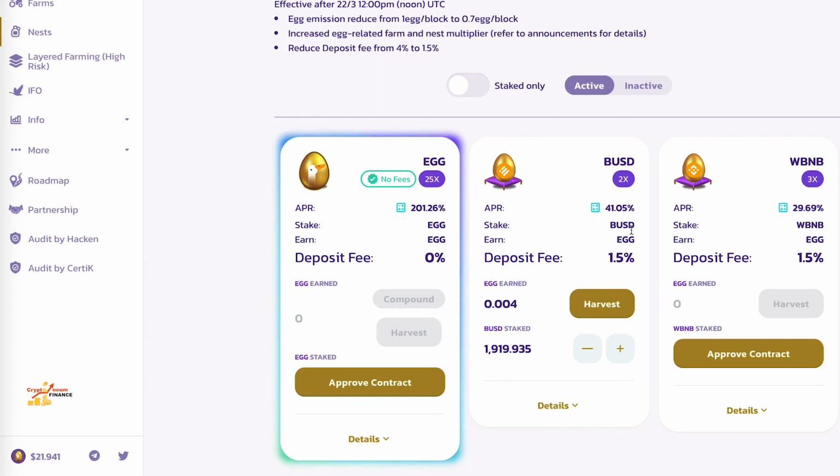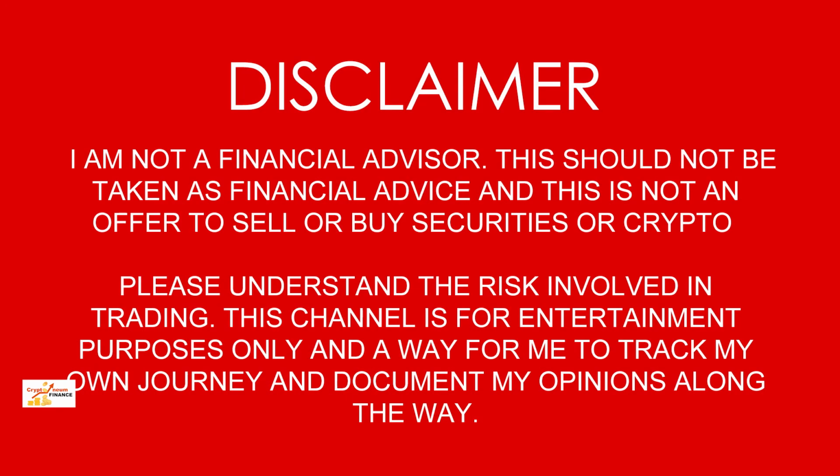But guys, if you are planning to stake for less than a month, I would suggest not doing it because it does take a while just to get back your deposit fee.